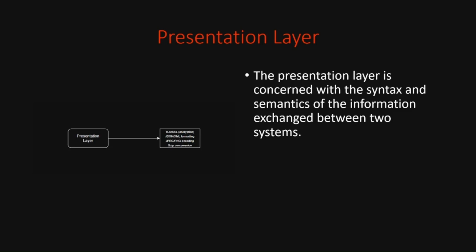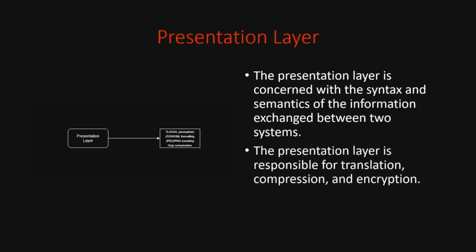Translation converts data from one format to another, like turning a JPG into a bitmap format that the receiving system can understand. Compression shrinks the data to send it faster and more efficiently. And encryption protects the data so that even if someone intercepts it, they can't read it. This is the layer that shapes the data into a form that is meaningful, secure, and optimized, making sure the message remains accurate and understandable from end to end.